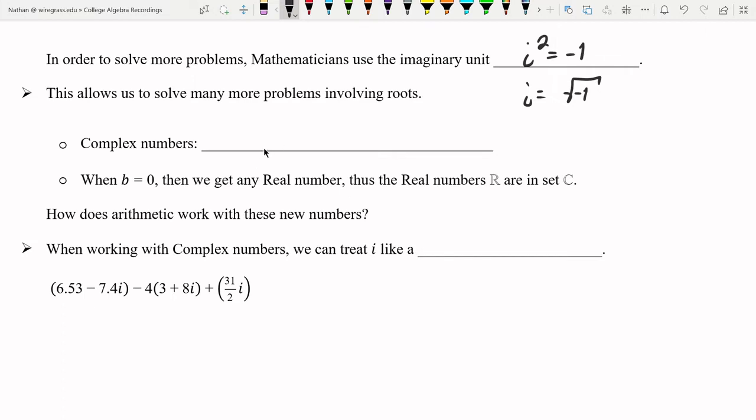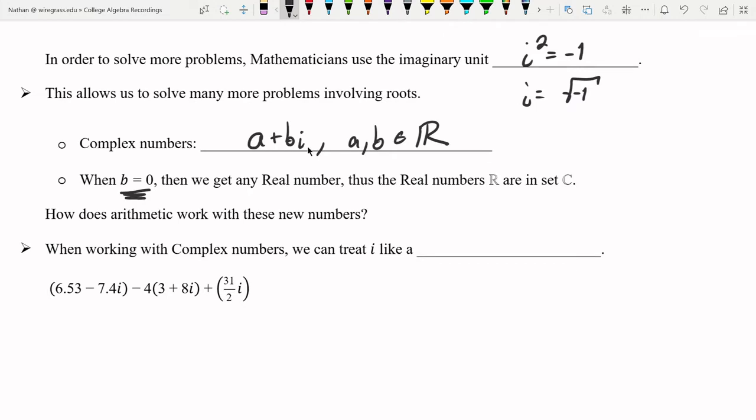Complex numbers in general are the numbers that look like this, a plus bi, where a and b are elements of the real numbers. So they're just any two real numbers, and then you have i in there as well. Now, when b equals 0, this whole term goes away, and a can be any real number, or the entire set of real numbers. So you can see that the real numbers are in the complex numbers. They're just a. And then b is the complex or imaginary portion that gives us a complex number that's not a real number.